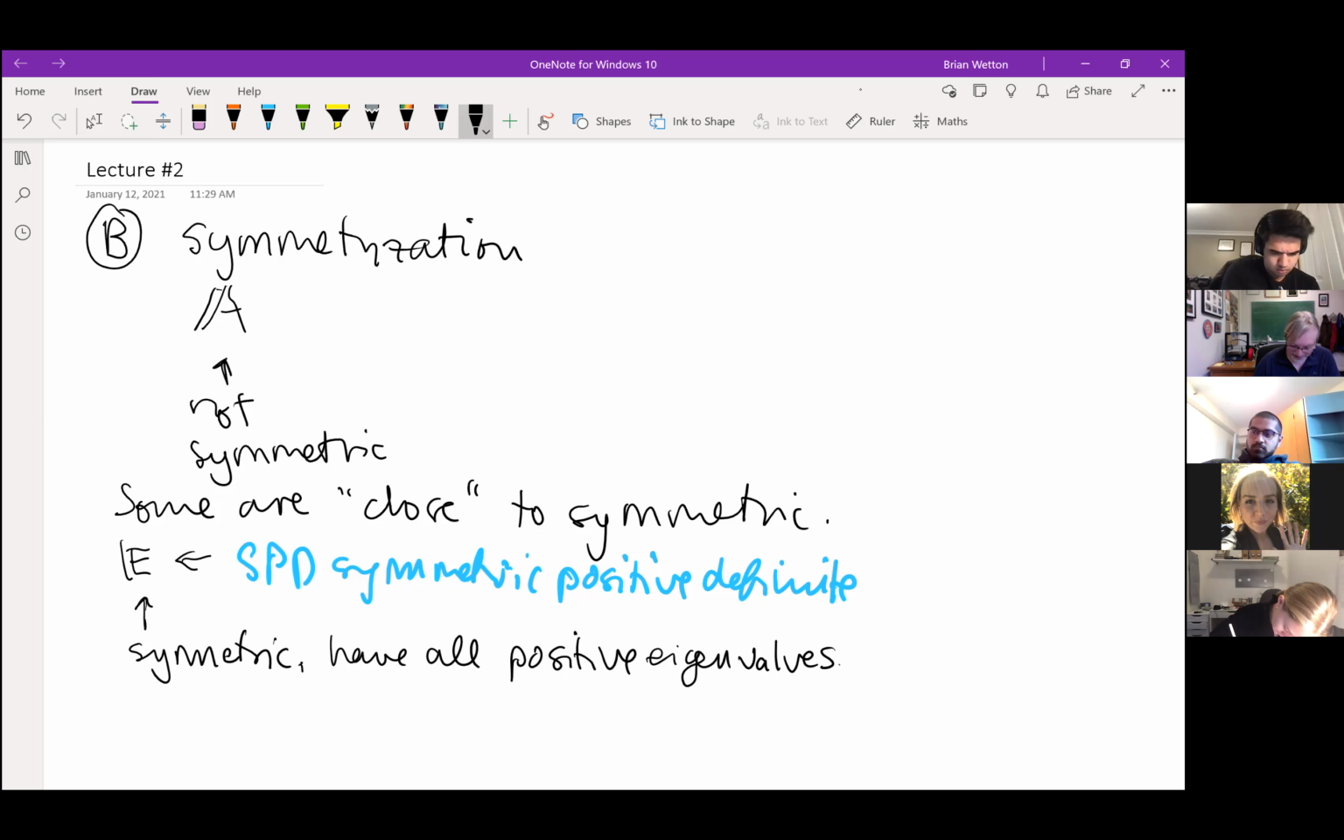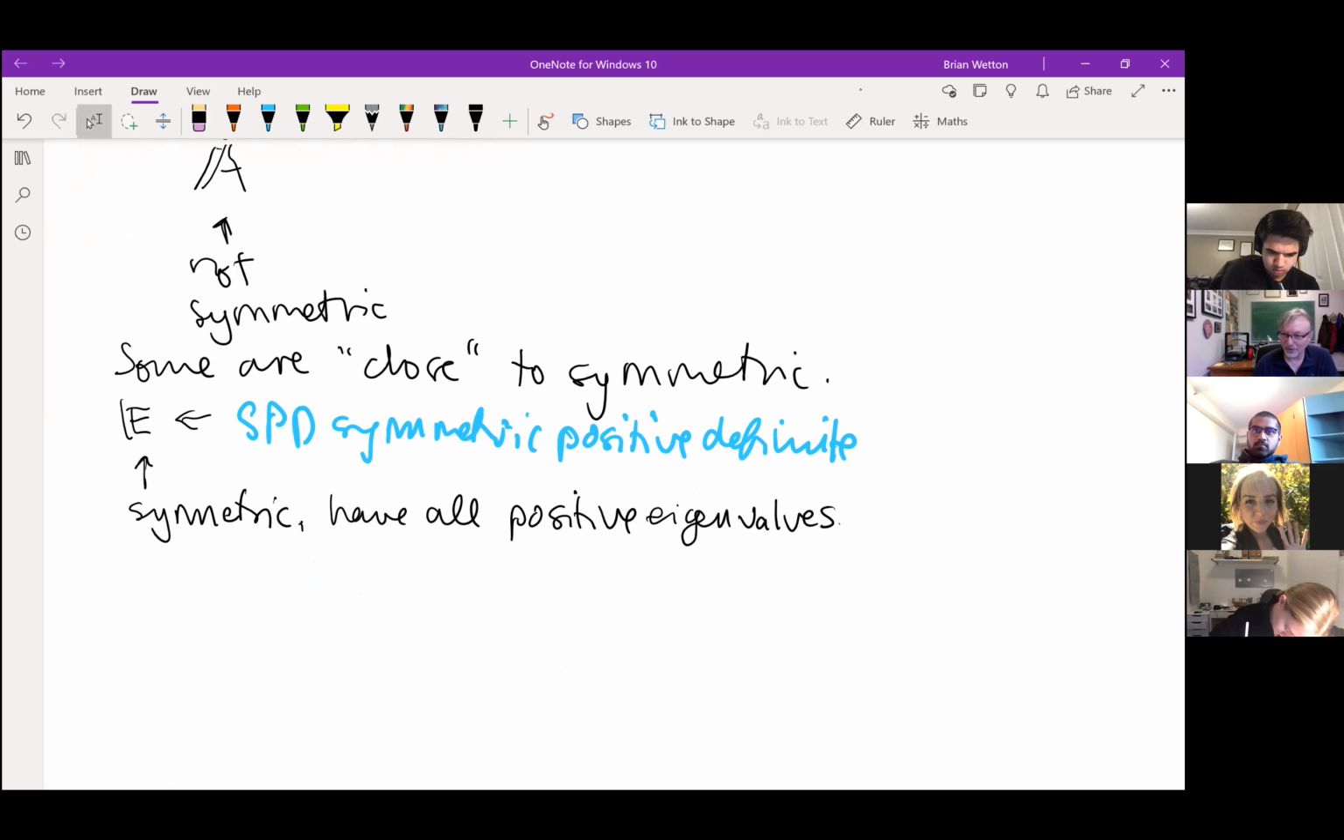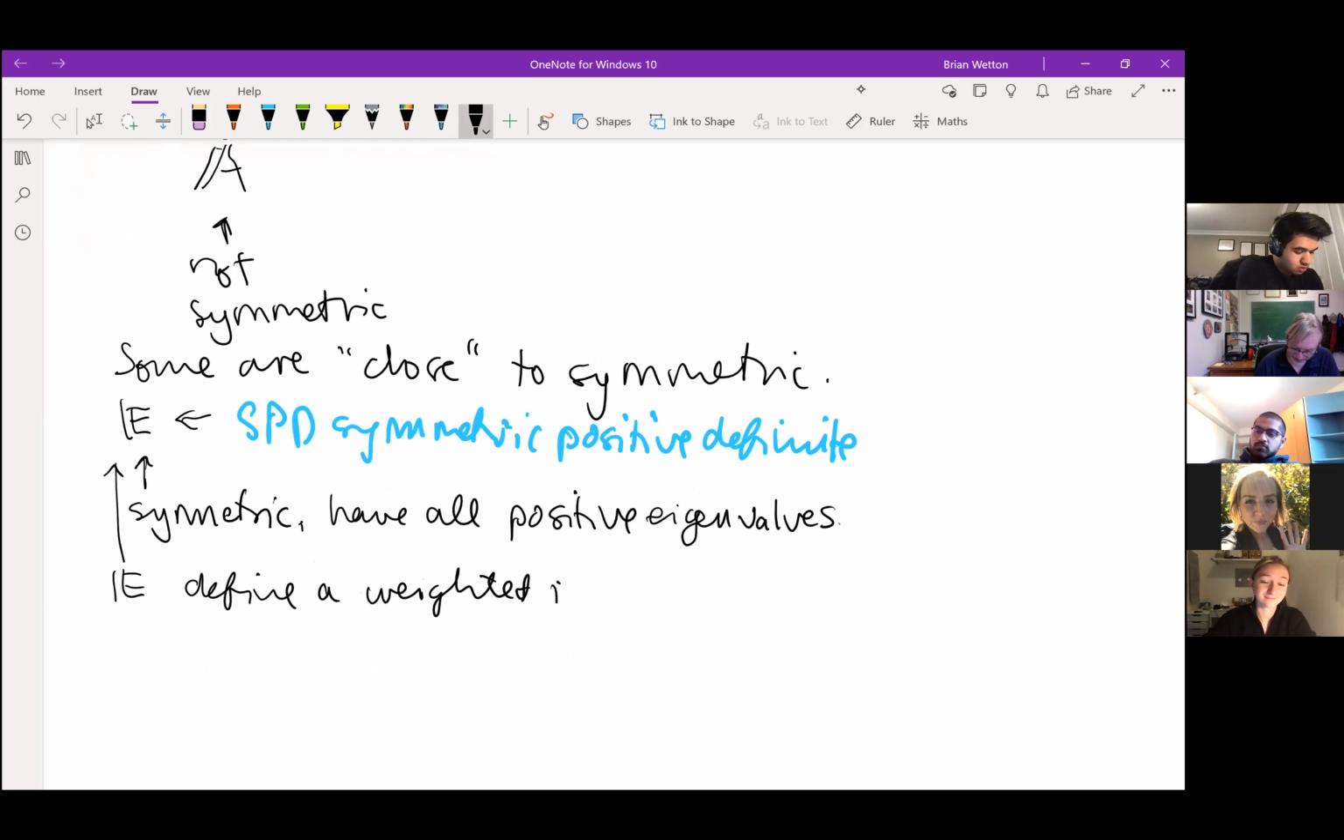Symmetric positive definite matrices have even more structure than just symmetric ones. By the way, you can talk about positive definite matrices that aren't symmetric, but the criteria then gets a little bit more complicated to describe them. Here it's easy, they just have to have positive eigenvalues. And one of the things that I'm going to use is that this E can define a weighted inner product.